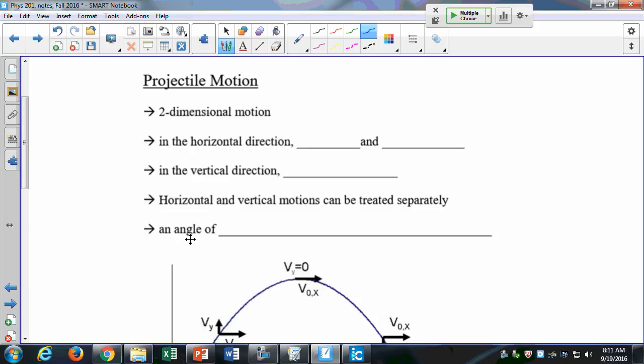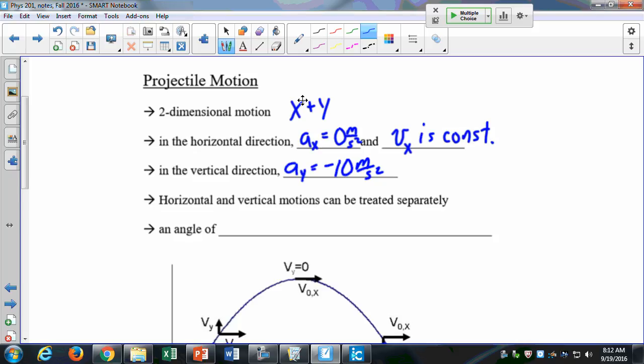All right, so it is two-dimensional motion. We're just going to deal with the x and y directions. We have some basic guiding principles in each of those. In the horizontal direction, the acceleration will equal 0, and therefore our velocity is constant. In particular, we're looking at the velocity in the x direction. And then in the vertical direction, our acceleration will be -10. As a result, we're just going to treat this like a free fall problem.